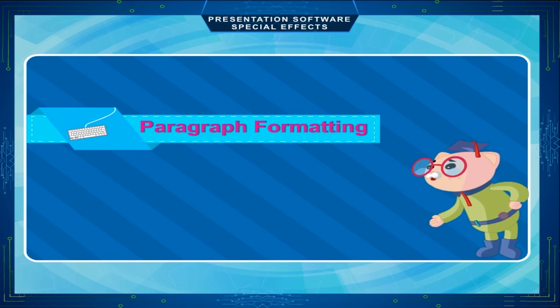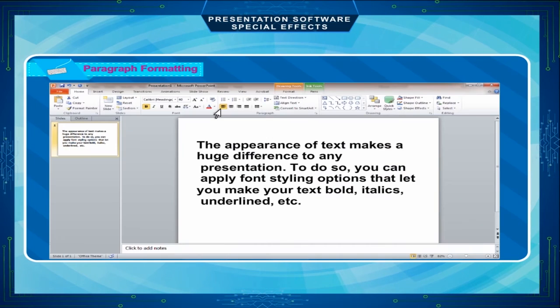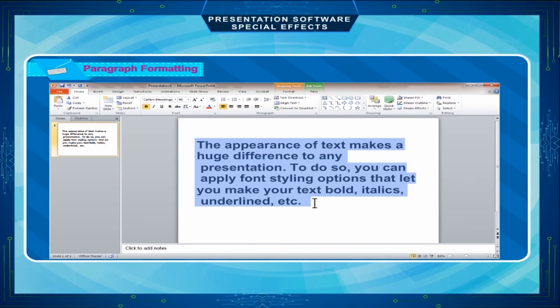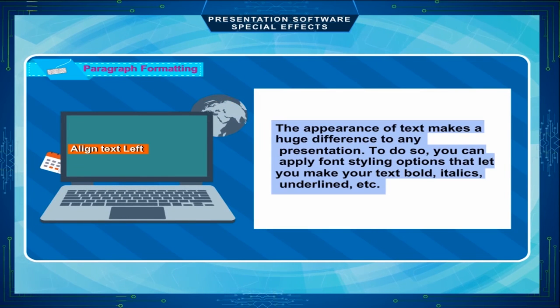Paragraph formatting. If we are using text which is running in 2 or more lines, we can apply paragraph formatting. To use paragraph formatting, first you select the text. Now, apply any of the following options. Align text left, Ctrl plus L. Aligns the text towards left side of the document.